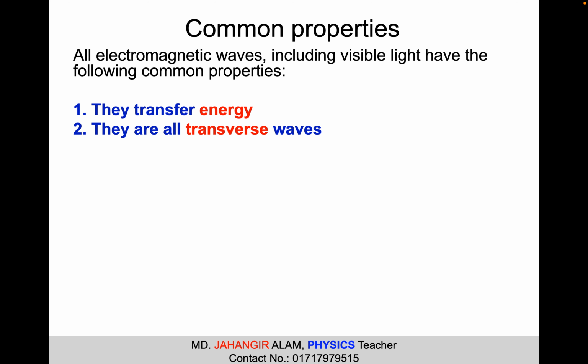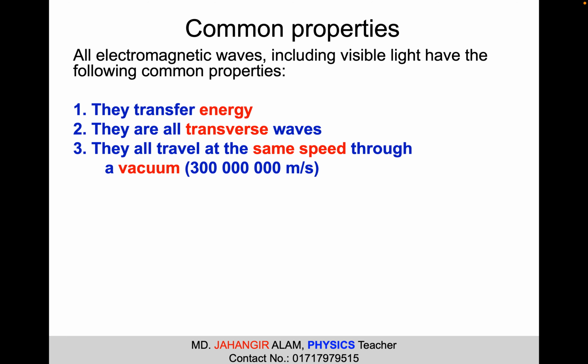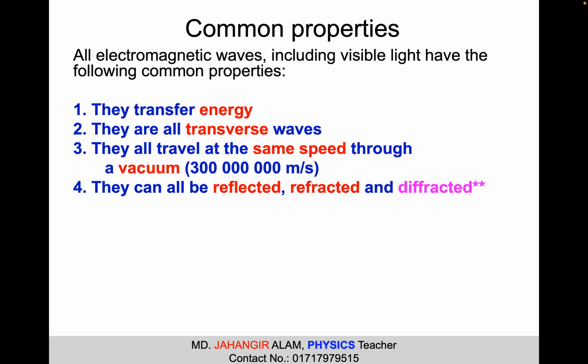We know an electromagnetic wave is the wave which is produced by the combination of electric and magnetic fields, while the electric and magnetic fields are mutually perpendicular to the direction of propagation of the wave. That's why all electromagnetic waves are transverse waves. They all travel at the same speed through a vacuum, about 3 × 10^8 meters per second. They can all be reflected, refracted, and diffracted.